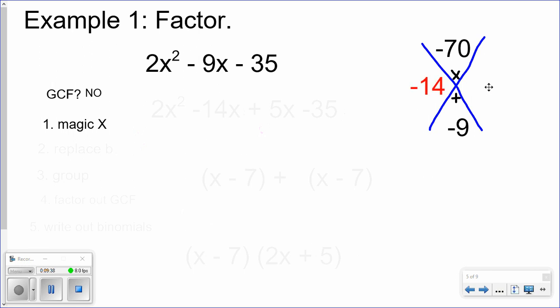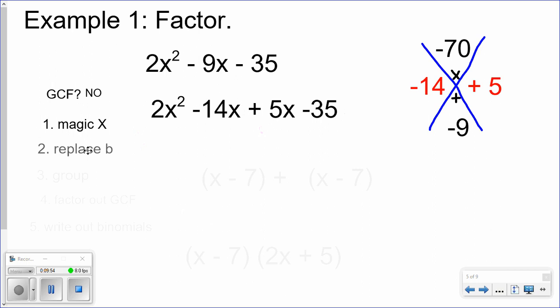So those are the two numbers I'm going to replace negative 9x with. Okay, so now I have 2x squared minus 14x plus 5x minus 35. And it does not matter the order that you put these two in. Oh sorry, that was step 2, to replace it. Now I can group it because I have 4 terms.